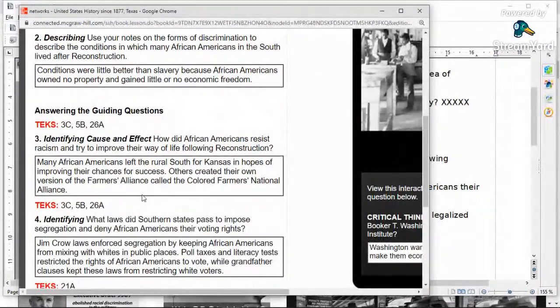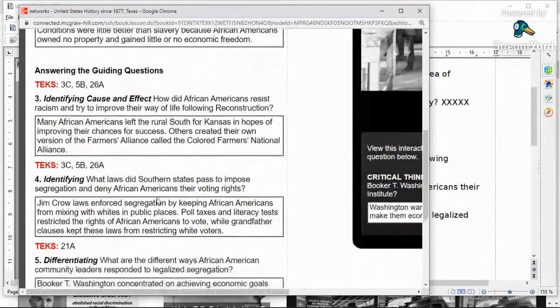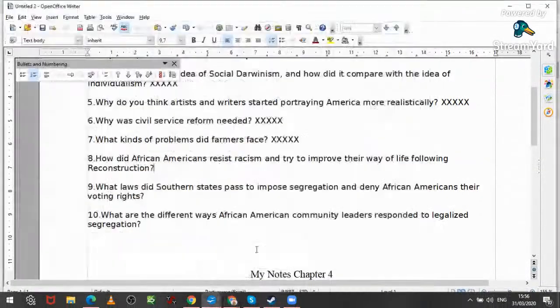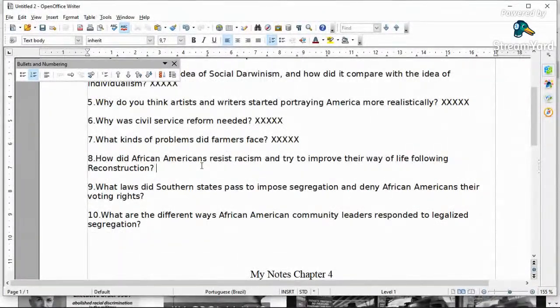So, a way that Blacks resisted racism is that they created their own versions of the Farmers Alliance, they protested, they boycotted. These are a bunch of little things that they did. What laws did the southern states pass to impose segregation? Well, we saw that, right?